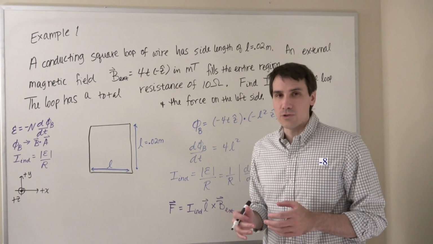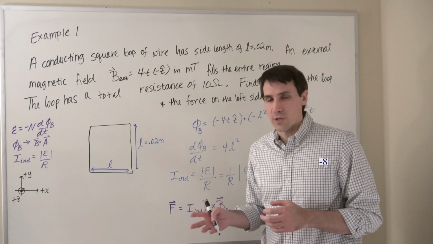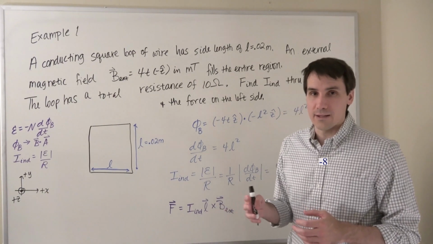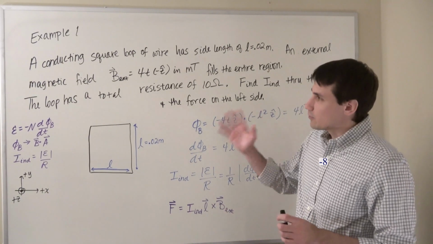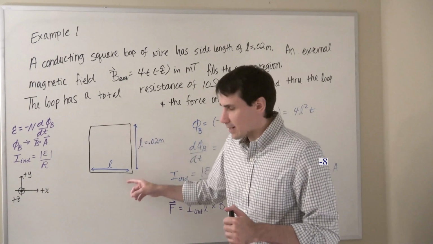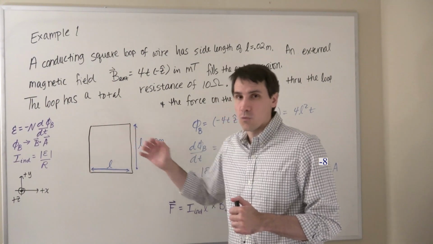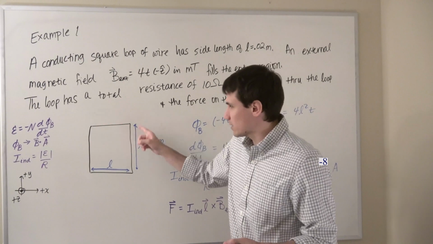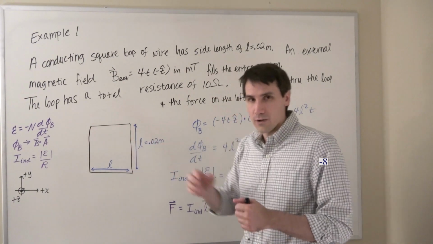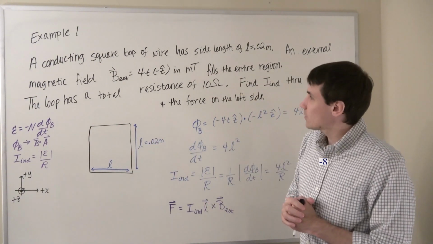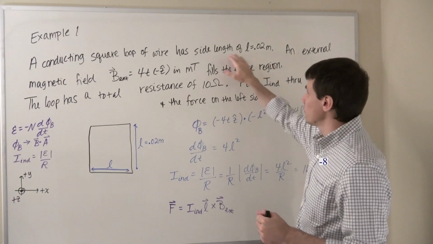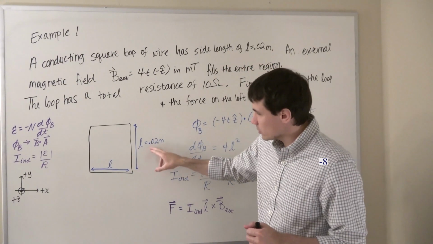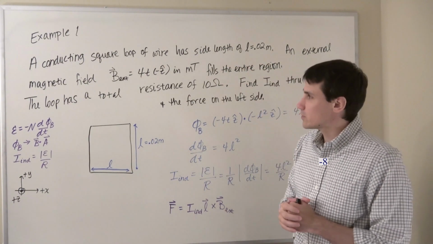In this video, we're going to do a few examples of solving problems using Lenz's law and Faraday's law. Our first problem involves a conducting loop of wire. So we have some type of wire that we have constructed into a square loop, and we are given the sides of the square, which are 0.02 meters.